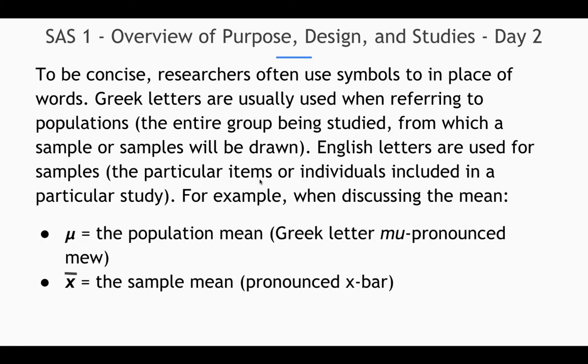All right, to be concise, researchers often use symbols in place of words. Greek letters are usually used when referring to populations, the entire group being studied from which a sample or samples will be drawn. English letters are used for samples or for smaller portions of the population, the particular items or individuals included in a particular study. For example, when discussing the mean, mu, the Greek letter, is the population mean, the population average. The Greek letter mu is pronounced like when a cat says mew mew, not meow meow, but mew. And X bar is the sample mean. It's pronounced just like it says in the parentheses, X bar.